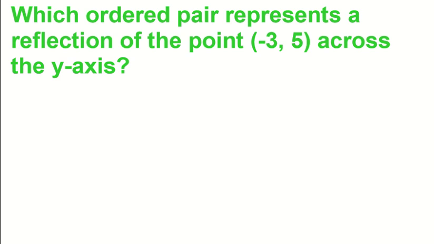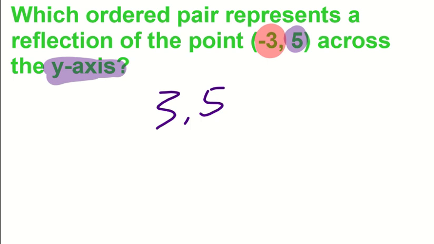Three, 5 is correct. When we have a reflection, whatever axis we reflect over, in this case y, that letter stays the same. The other letter changes signs. So since it's a reflection over the y-axis, y stays the same, x changes signs. Okay? So that's how we get to 3, 5. Any questions on that?